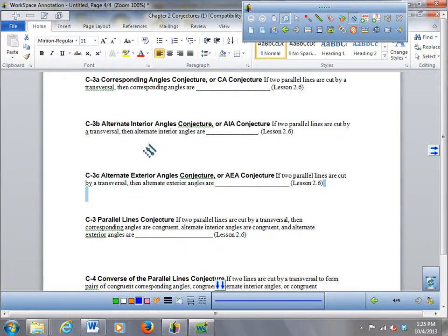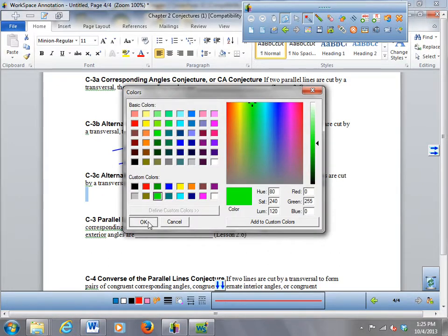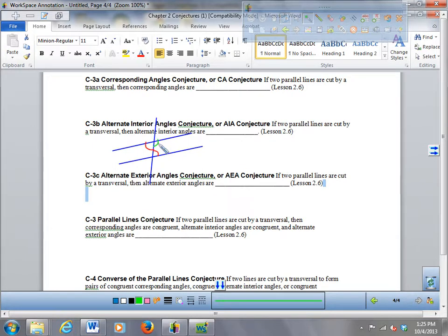Alternate interior angles are the angles formed when lines are parallel and you have a transversal like that. Alternate interior angles are these ones. This one and this one. Okay? Or this one and this one.